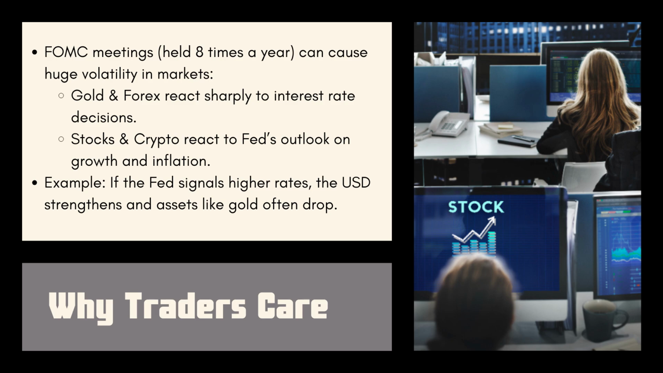Why traders care? FOMC meetings, held 8 times a year, can cause huge volatility in markets. Gold and Forex react sharply to interest rate decisions. Stocks and crypto react to the Fed's outlook on growth and inflation. Example: if the Fed signals higher rates, the USD strengthens, and assets like gold often drop.